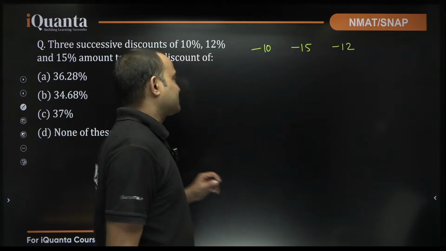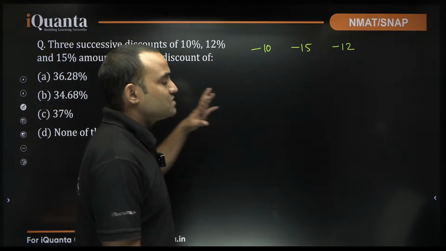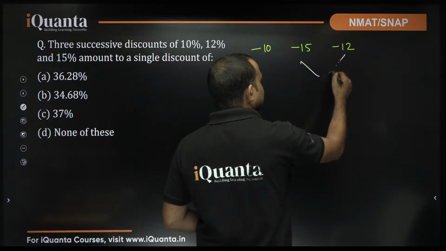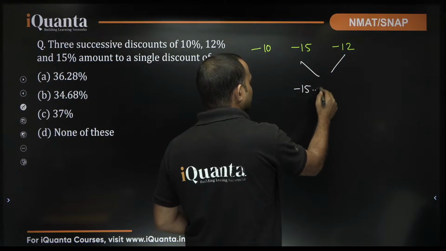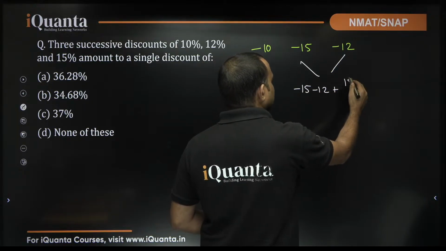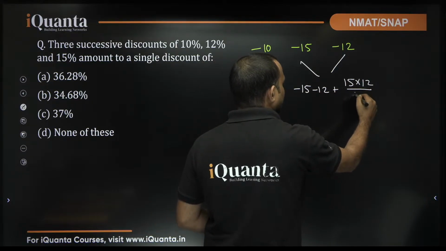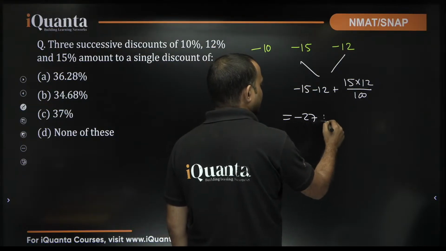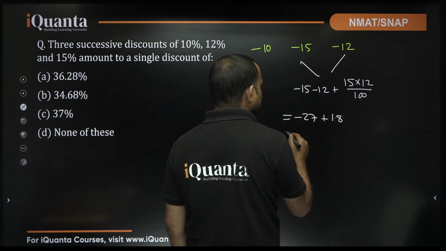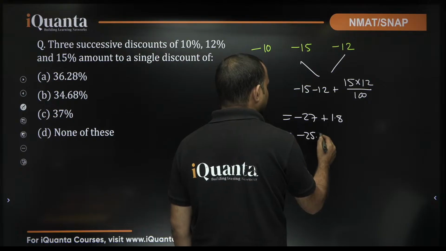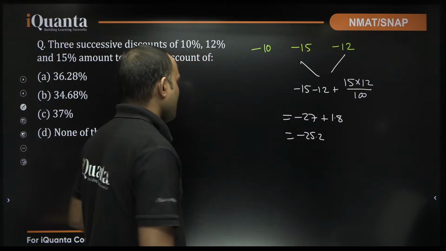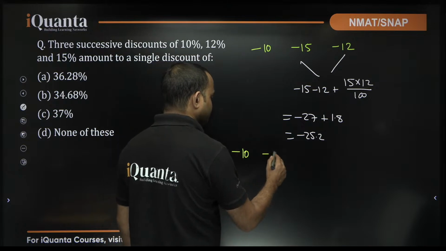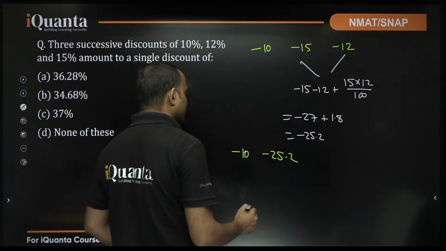So take the successive of 15 and 12 first. We can take it in any order. The result will be same. If I take the successive of these two, it will be minus 15, minus 12 plus 15 into 12 upon 100, which will be equal to minus 27 plus 1.8. That is equal to minus 25.2.